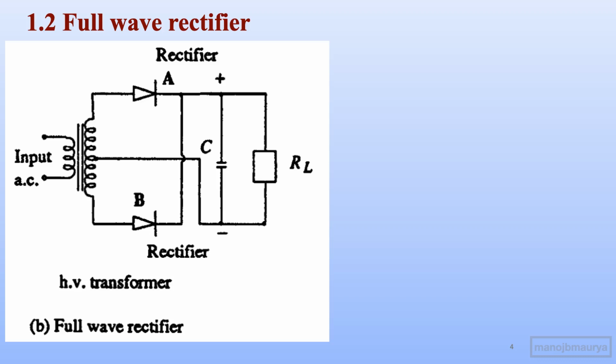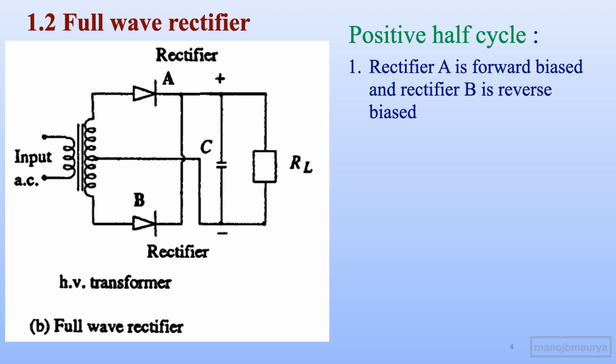Two rectifier elements are involved, rectifier A and rectifier B. The operation is fairly simple. During positive half cycle, rectifier A is forward biased and rectifier B is reverse biased. Kindly pay attention to the animation visible on the circuit diagram to understand the operation better.